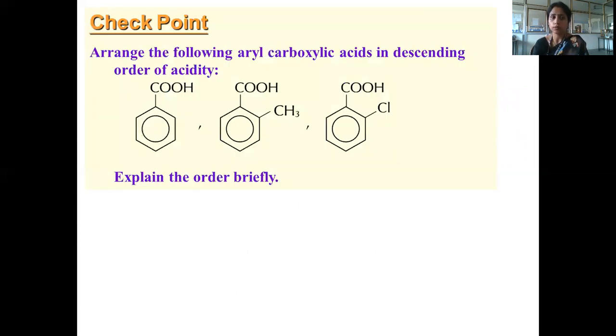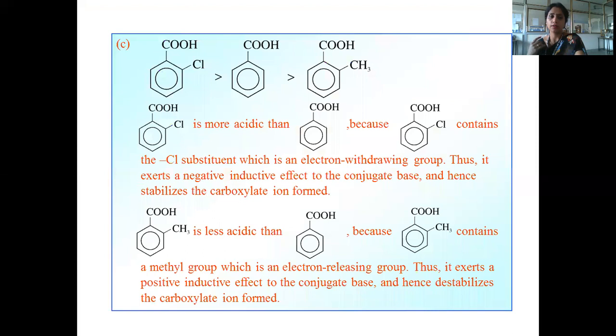Now there is a question where you have to arrange the following aryl carboxylic acids in descending order of acidity, and also explain this order. There is one carboxylic acid with no other groups, one with an electron releasing group, and one with an electron withdrawing group in the vicinity. Of course, the one with the electron releasing group will be the least acidic, and the one with the electron withdrawing group, that is chlorine, is going to be the most acidic. So what remains in between them?